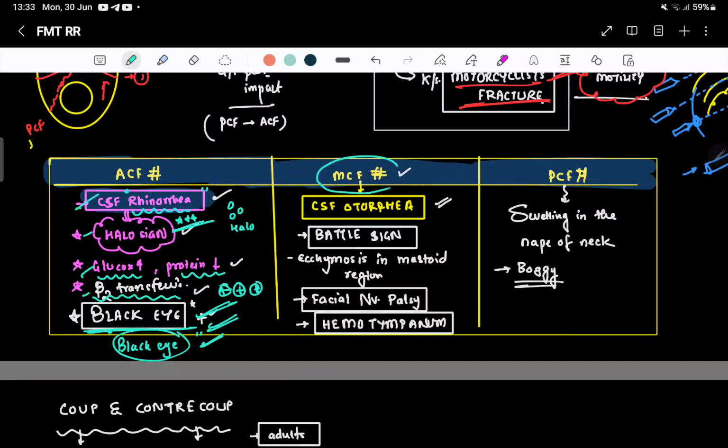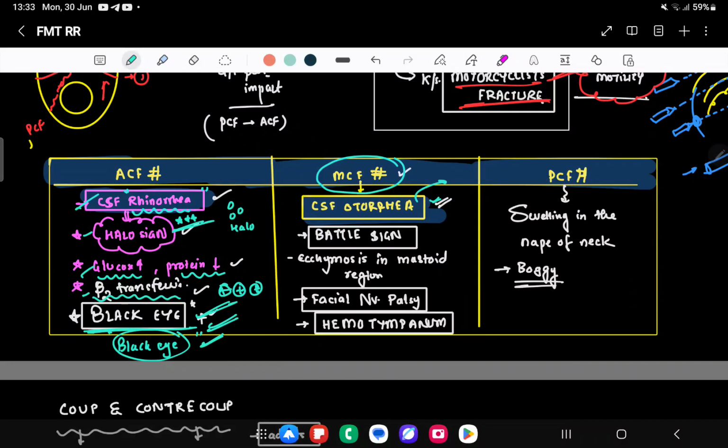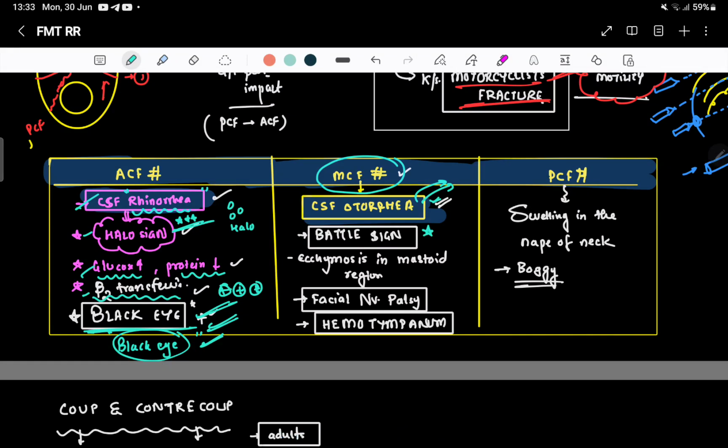In middle cranial fossa fracture, there will be CSF otorrhea. Otorrhea means leaking from the ears, so CSF will leak from the ear. We'll see the Battle sign. Battle sign is basically a black discoloration in the mastoid region, behind the ear pinna.